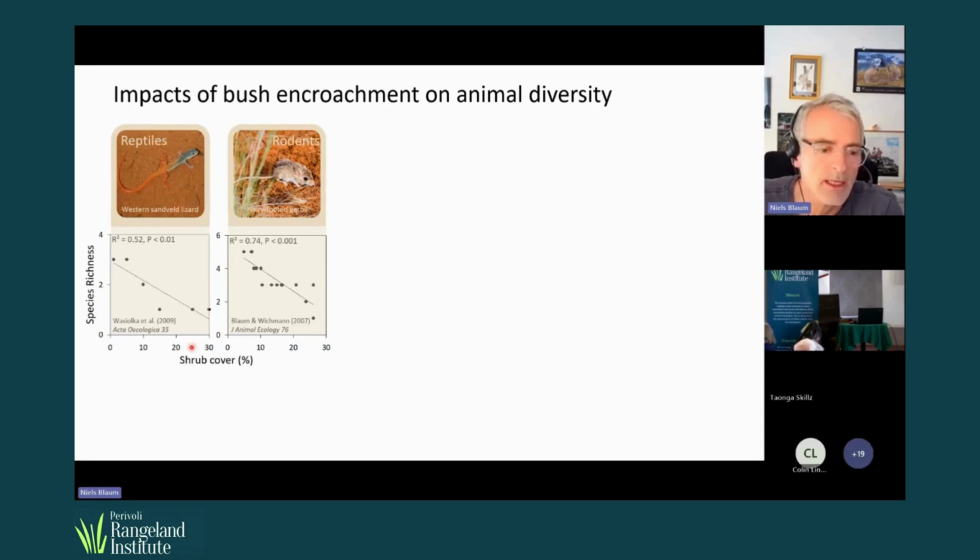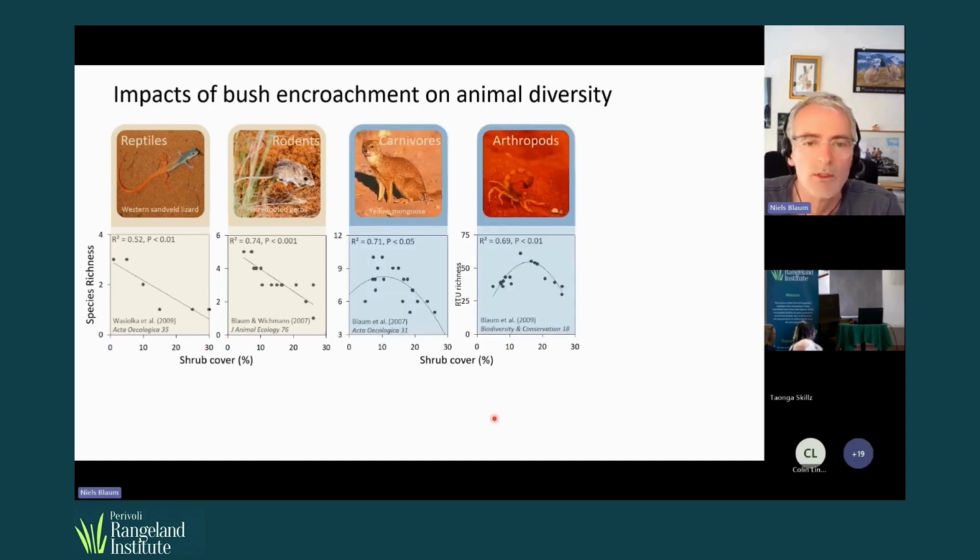What you always see here on the x-axis is our shrub cover gradient, and on the y-axis, the responses of species richness of different taxonomic groups. We see here for reptiles and rodents a negative linear relationship. So with increasing shrub cover, the species diversity decreases, while for small and medium-sized carnivores and all arthropods that were captured in pitfall traps, there are these hump-shaped patterns. So in a way, we observe highest species richness at low to medium shrub cover values in the landscape.